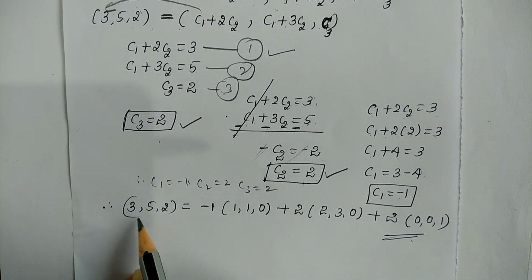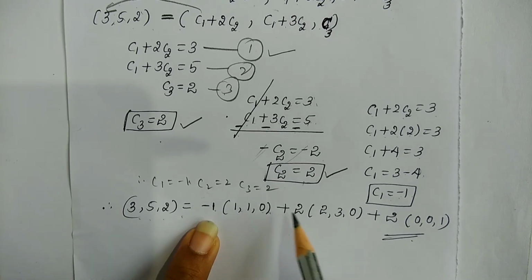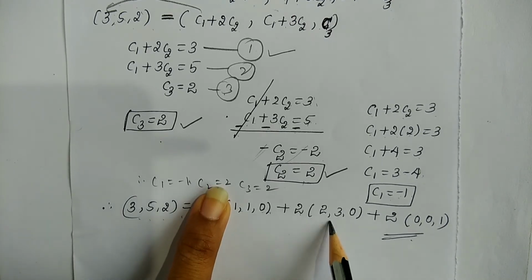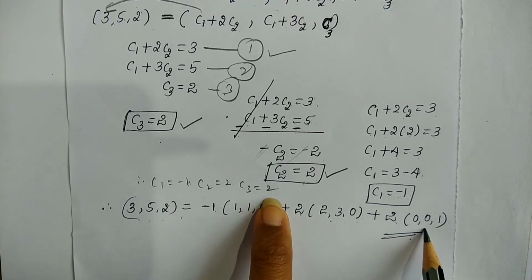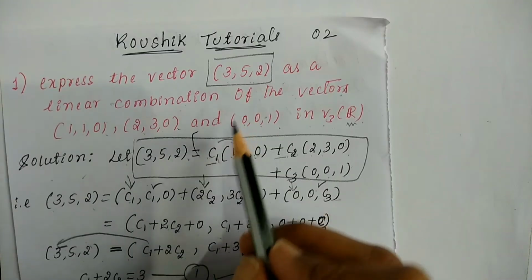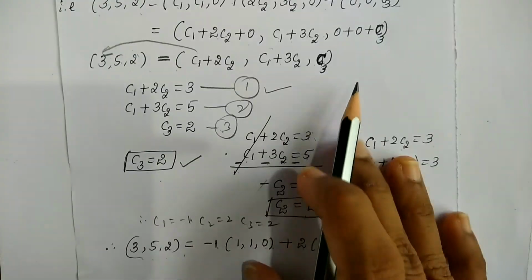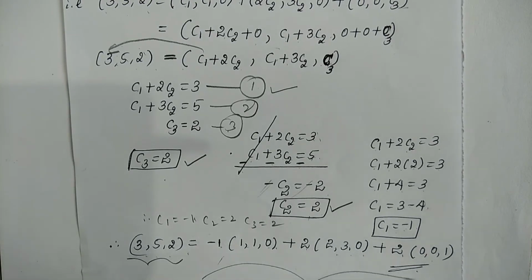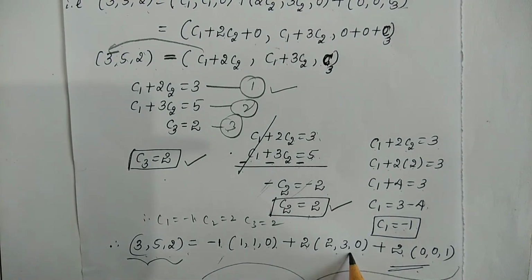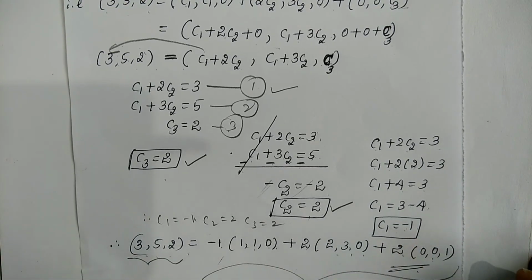So therefore (3, 5, 2) is equal to C1, that is minus 1, into (1, 1, 0) plus C2, that is 2, into (2, 3, 0) plus C3, that is 2, into (0, 0, 1). Okay. So we express this vector (3, 5, 2) as a linear combination of the vectors (1, 1, 0), (2, 3, 0), (0, 0, 1). Is it clear? So next question.